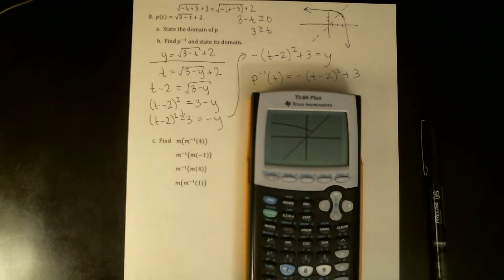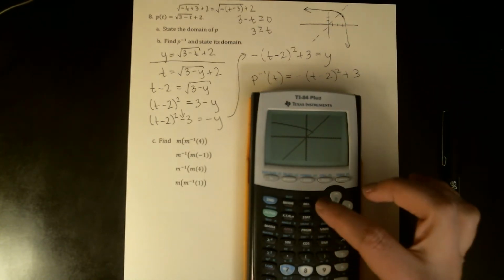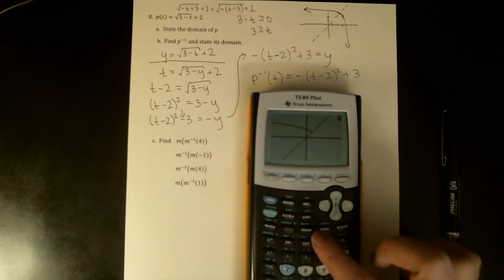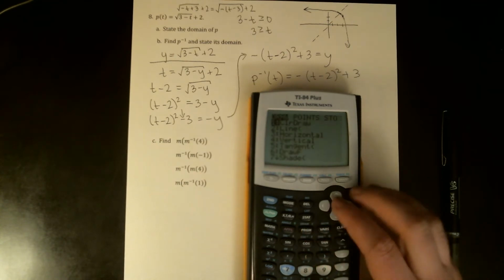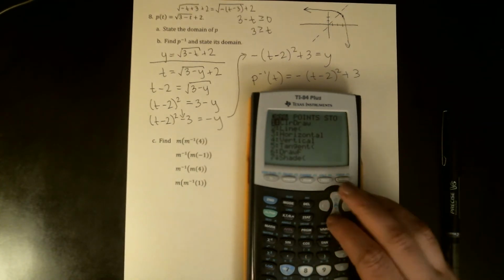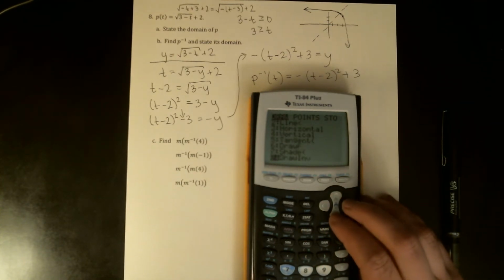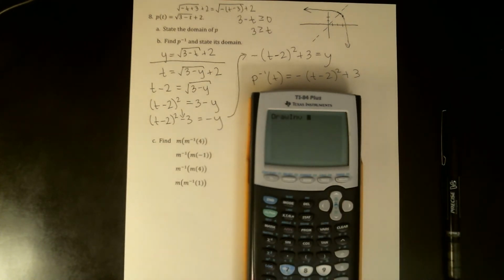If you're interested, you can even get your calculator to draw a picture of the inverse for you. So if you hit second program, you'll get draw. It says draw right above the program button. Let's see if I can spot it. Draw inverse. There is kind of a tricky part.